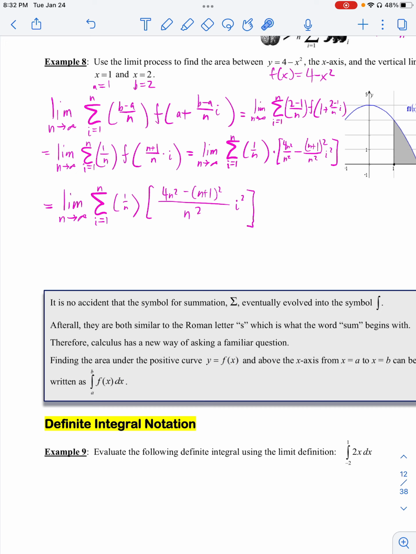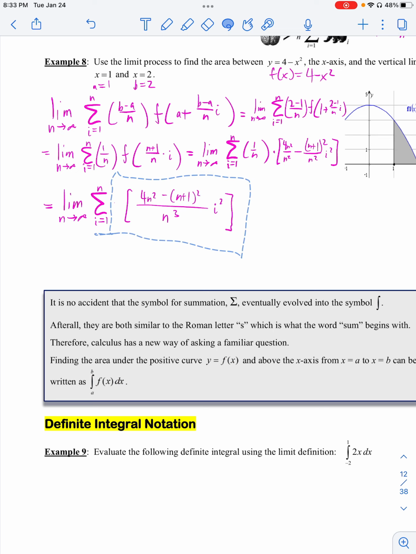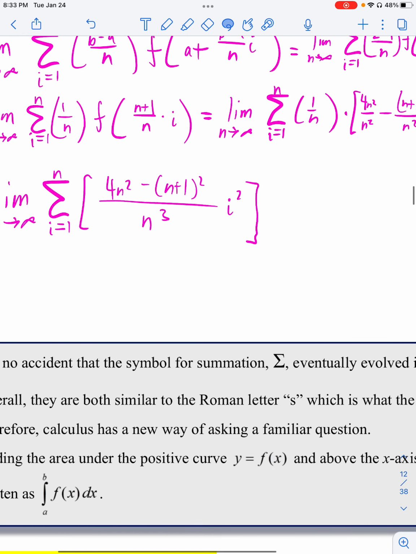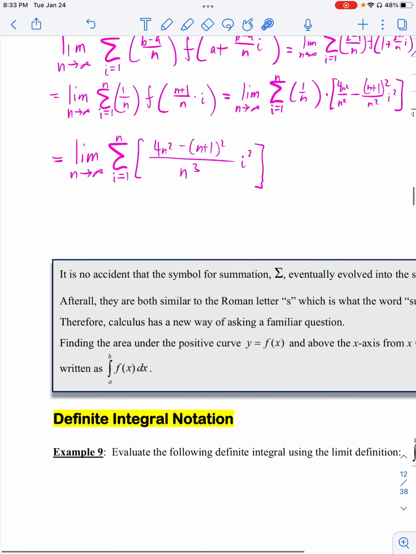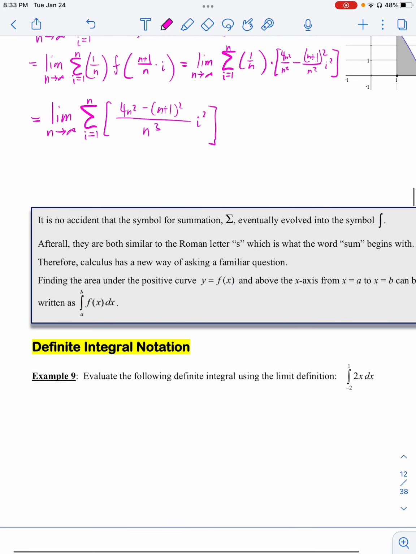If you multiply this 1 over n times everything in here, that goes away. This just changes to an n cubed in the bottom when you multiply that 1 over n in there. Now let's expand and simplify all this. 4n squared minus (n plus 1) squared equals 4n squared minus n squared minus 2n minus 1, which is 3n squared minus 2n minus 1.